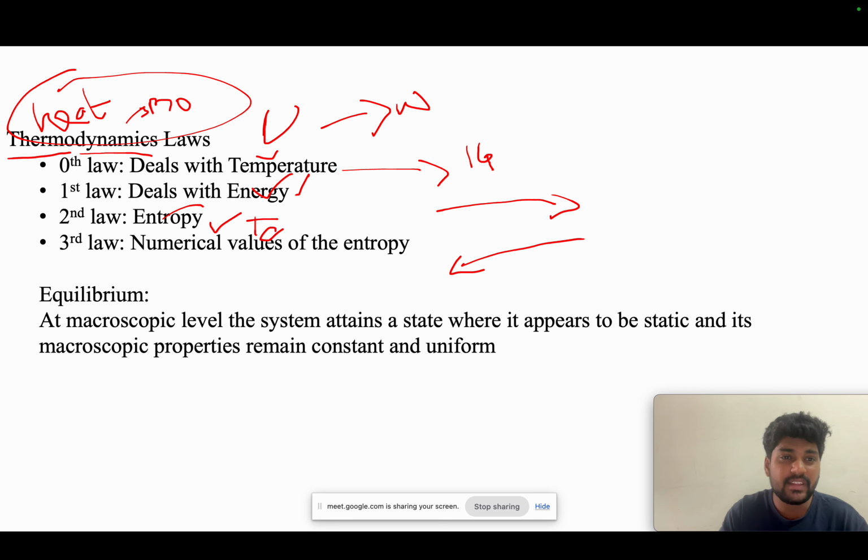Then we all know the different laws of thermodynamics. It starts with the zeroth law to the third law, where the zeroth law deals with the temperature, and the third law deals with the numerical values of the entropy. And the best example of thermodynamics used in movies is Tenet. Then we know that at equilibrium at the macroscopic level, the system attains a state where it appears to be static, and remains constant and uniform. Say suppose if I'm at 300 Celsius and 250 Celsius, they both can be at equilibrium of the same system. So that's what is referred to as equilibrium.